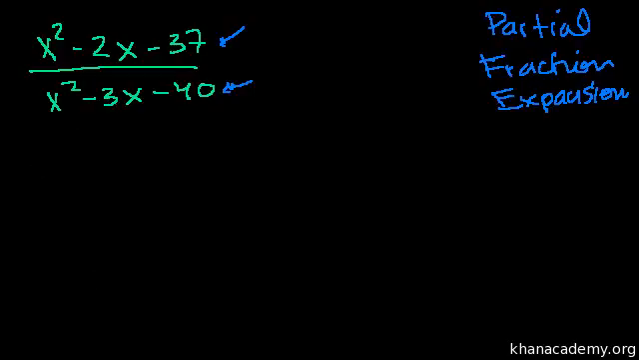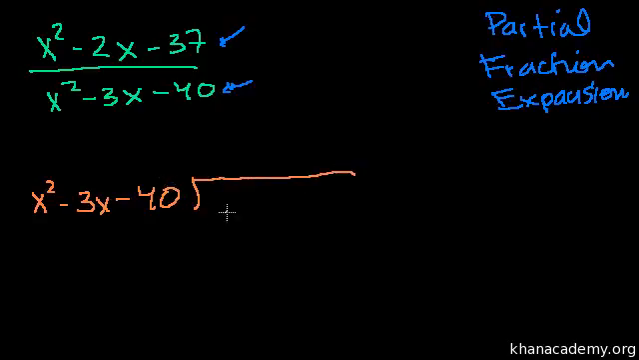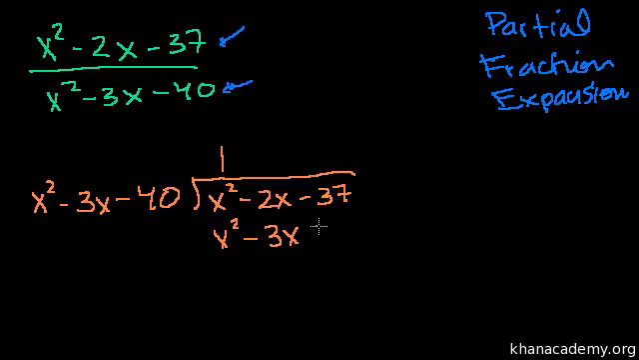And I've done a video on this, but it never hurts to get a review here. So to do that, we divide the denominator into the numerator to figure out the remainder. So we divide x squared minus 3x minus 40 into x squared minus 2x minus 37. So how many times? You look at the highest degree term. So x squared goes into x squared one time. 1 times this whole thing is x squared minus 3x minus 40. And now you want to subtract this from that to get the remainder.